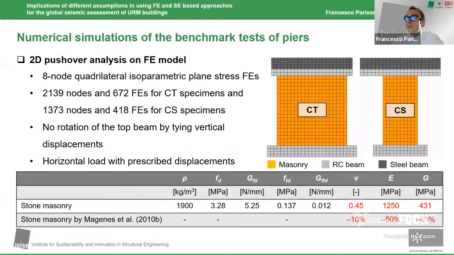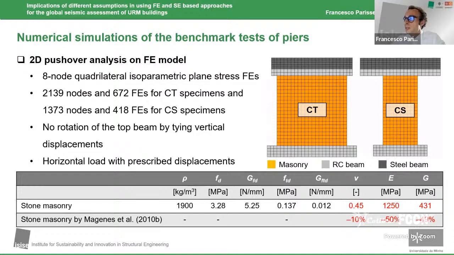a very brief introduction on the numerical model, we performed a 2D pushover analysis on these two models in Diana, in which we prescribed horizontal displacement at the side top beams. And we also use a tying of the vertical displacement in the top beam to simulate the fixed-fixed configuration, the double bending configuration.